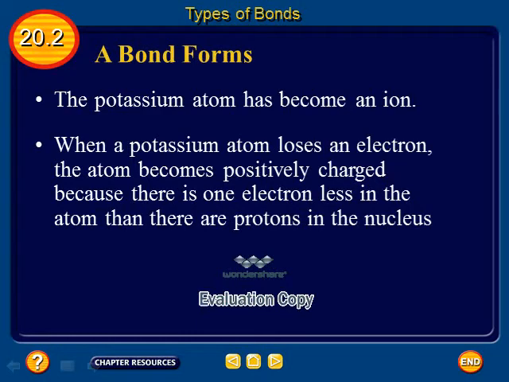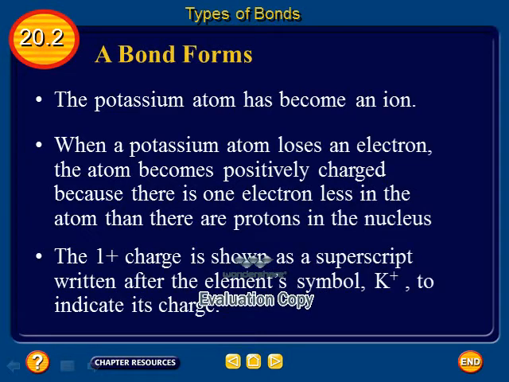When a potassium atom loses an electron, the atom becomes positively charged because there is one electron less in the atom than there are protons in the nucleus. The 1 plus charge is shown as a superscript, written after the element symbol, K+, to indicate its charge.